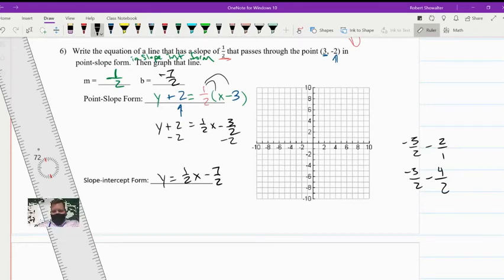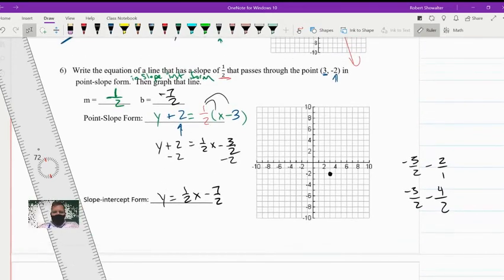We're going to graph (3, -2). And we're going to use our slope of 1/2 from there. So positive 1/2 means go up 1, right 2, dot. And we're going to reverse that: down 1, left 2, down 1, left 2.